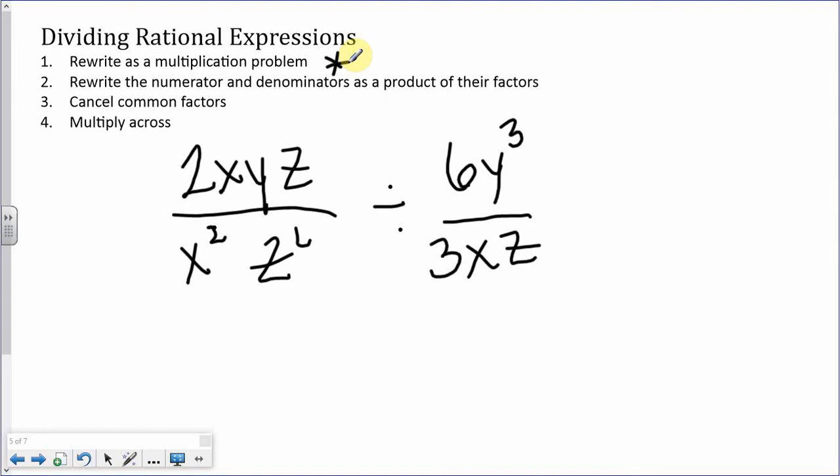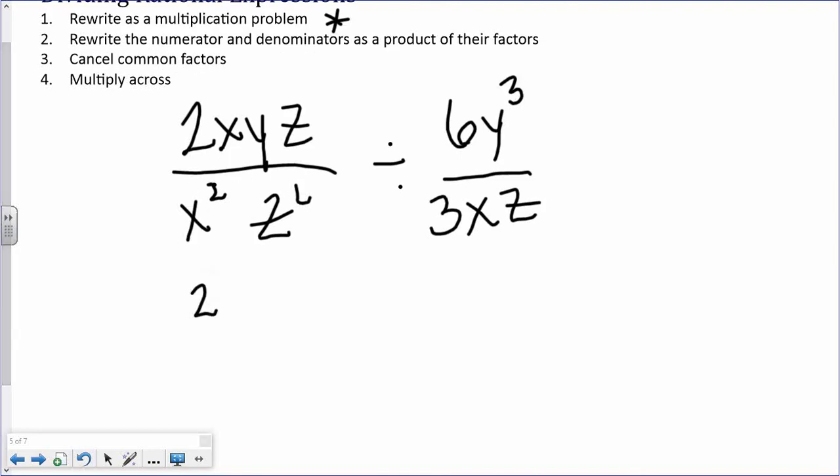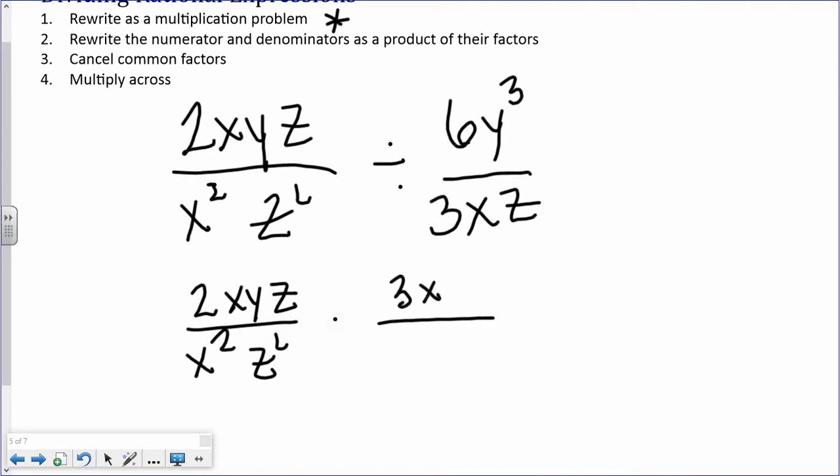So I can rewrite this problem as 2xyz over x squared times z squared. Sorry, my handwriting's a little sloppy. It's hard to write on this. And then times the reciprocal, 3xz over 6y cubed. And now I'm just going to use the same process as multiplying rational expressions.